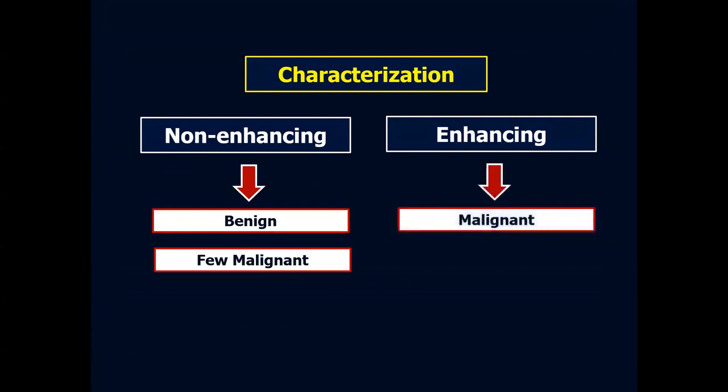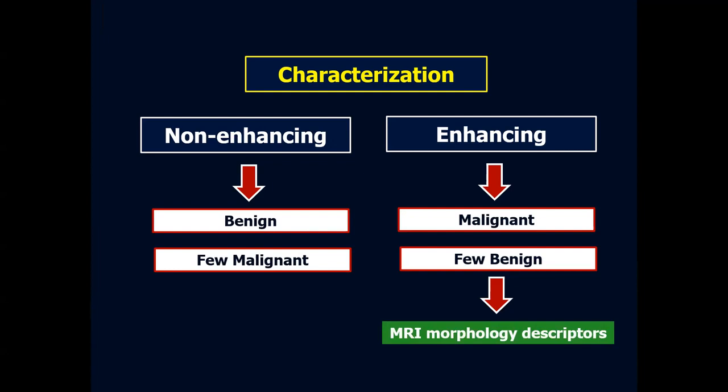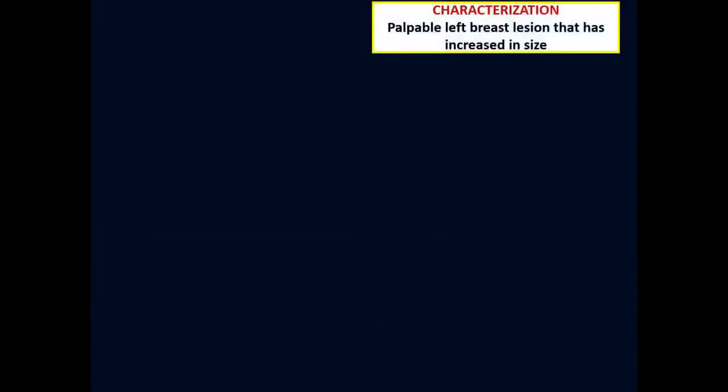The enhancing lesions are mostly malignant, and we only have a few benign lesions which also show contrast uptake. Therefore, to characterize enhancing breast lesions, we should follow the MRI morphology descriptors to be able to differentiate whether they are benign or malignant.